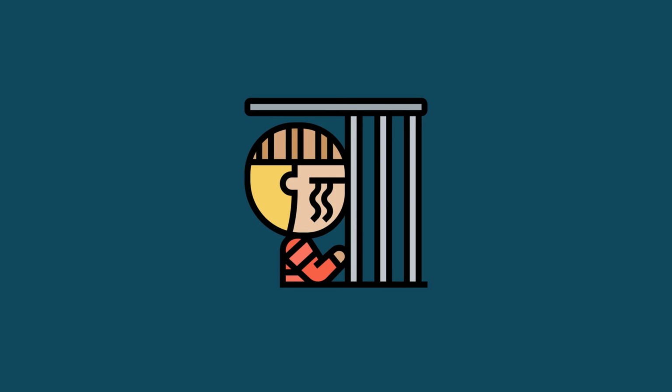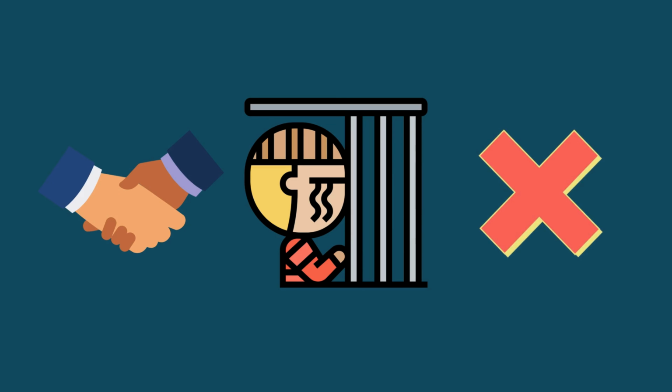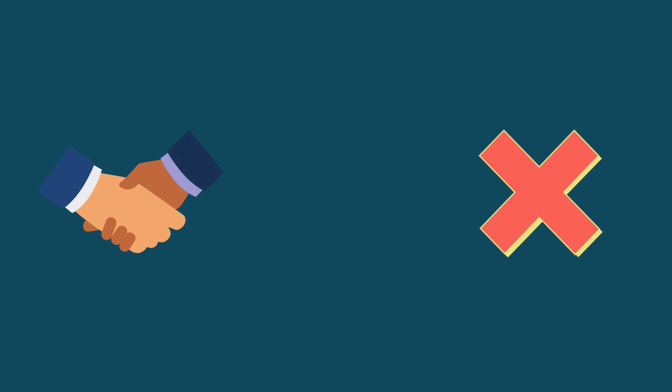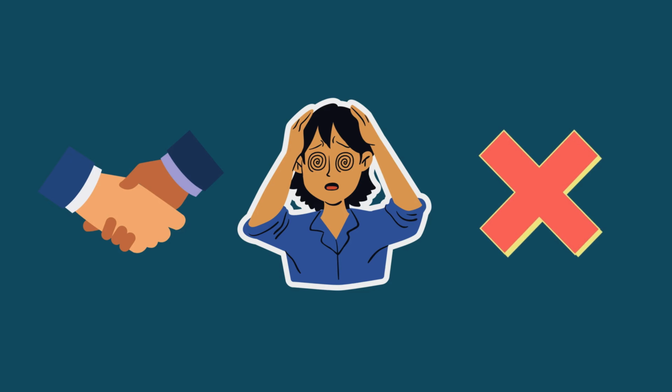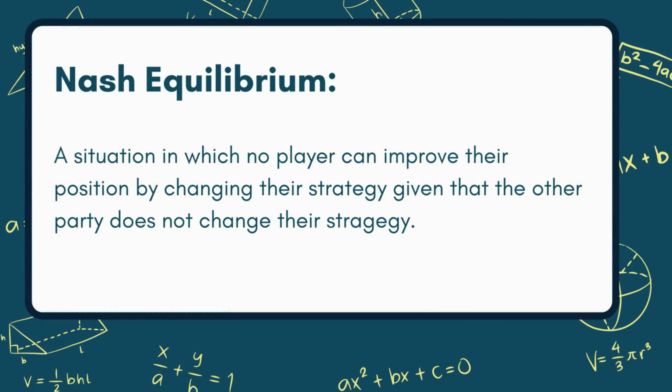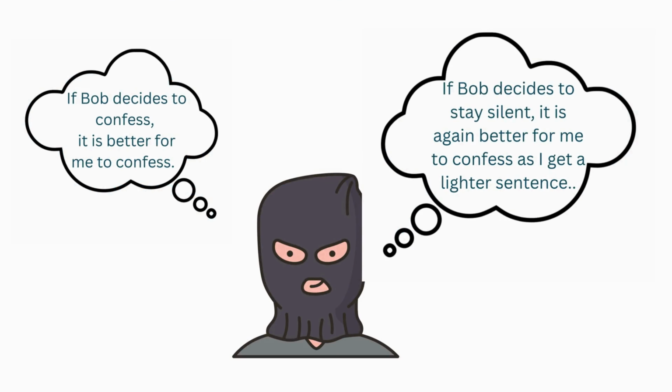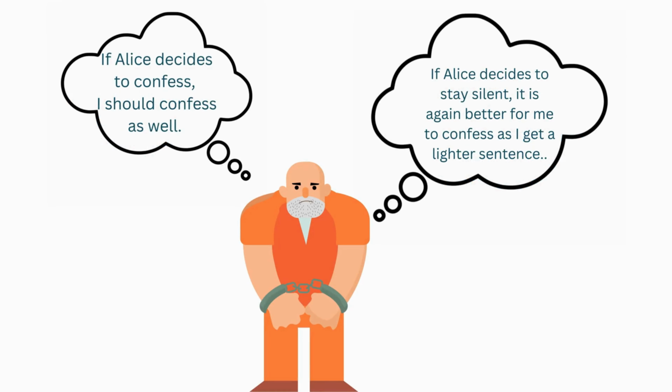Now, each prisoner must decide whether to cooperate by staying silent or to betray their partner by confessing. The catch is they don't know what the other will choose. The Nash equilibrium here is a point where neither prisoner has an incentive to change their decision given what the other is doing. It's like finding a balance where betraying or cooperating makes the most sense.